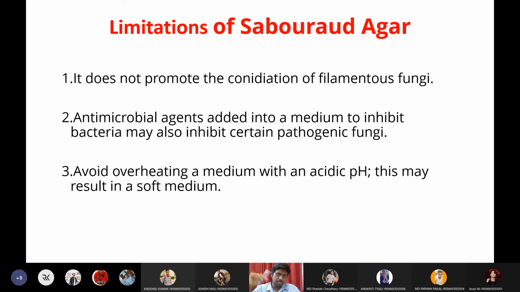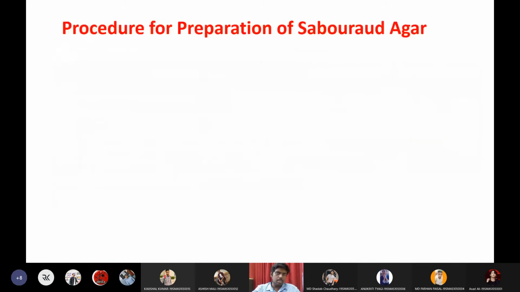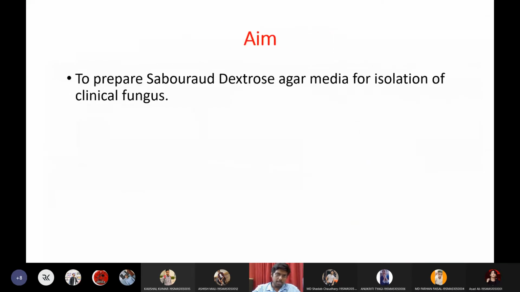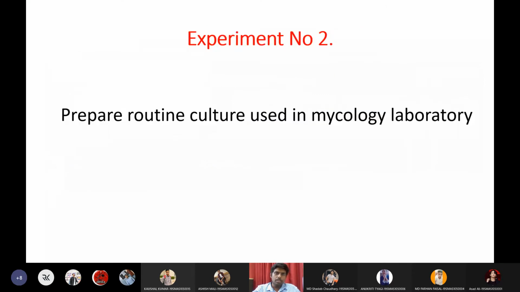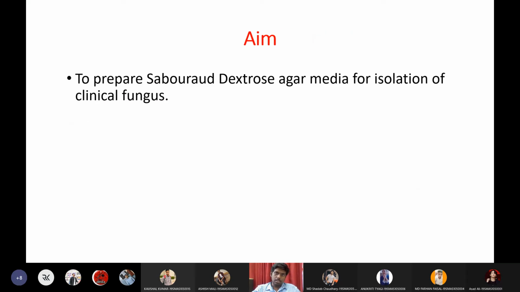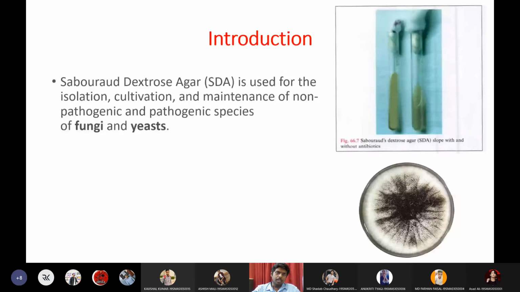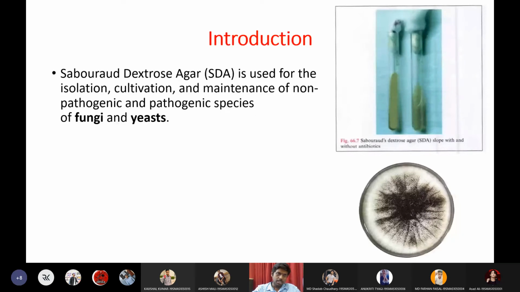So this is all about SDA. A quick revision of today's lecture. In today's lecture, we discussed routinely used fungal media. One of the routinely used fungal media in the mycology lab is SDA, Sabouraud's dextrose agar. Today's aim is to prepare Sabouraud's dextrose agar media for isolation of clinical fungi. The principle is very simple. SDA is used for isolation, cultivation, and maintenance of pathogenic fungi.